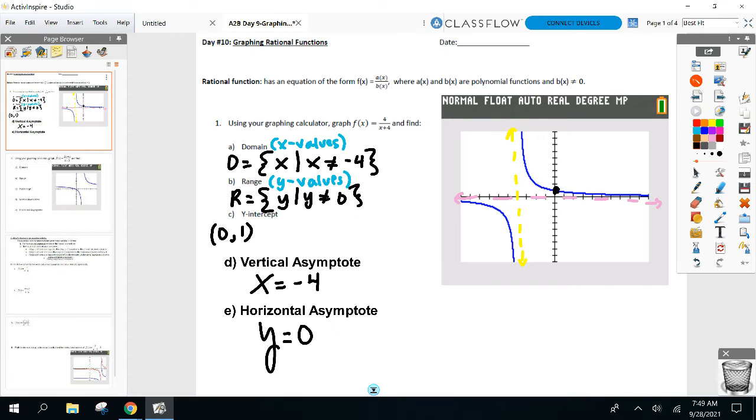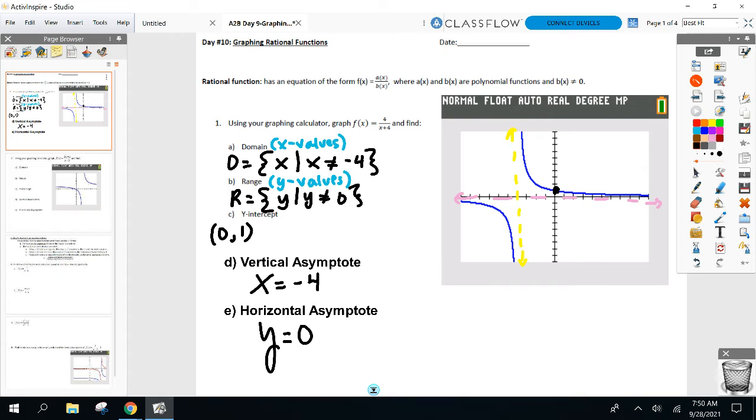Anything you want to ask? Because those are the 5 things I'm going to be asking for today. But it's going to get tougher. Yes? Are the vertical asymptote and the domain always the same? Correct. Yep. And there's even more of a relation, which I'll talk about in a couple of lessons. We'll just stick here for now.